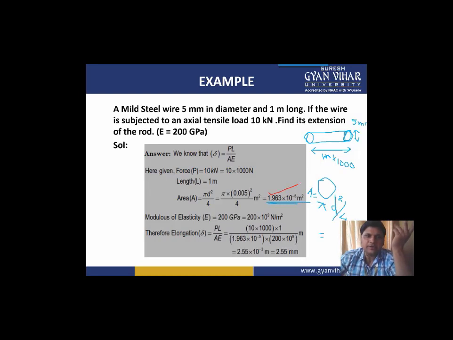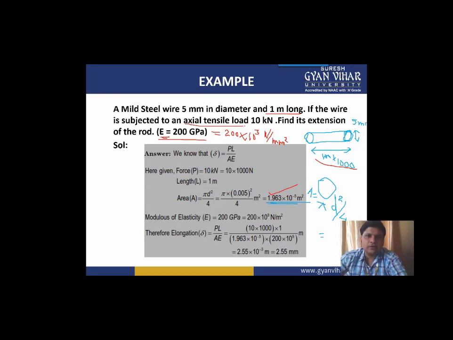Apart from that, we need the value of L, meaning length. Length is given as 1 meter, as I have told you. It will be equal to 1000 mm. Then E, modulus of elasticity, is again in gigapascal. As I told you in the previous numerical, to convert it into Newton per mm square, you will have to multiply this value by 1000, meaning 200 into 10 to the power 3. This will give you the value in the desired units, Newton per mm square. Got the point?